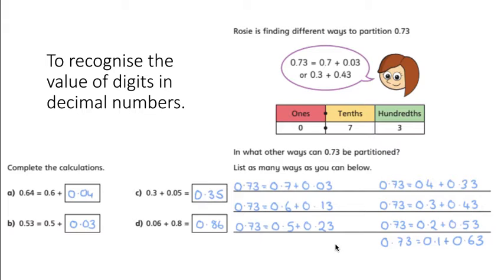Okay, Rosie is finding different ways to partition 0.73. You might have some of these answers, you might have some slightly different ones. It doesn't matter as long as they always add up to 0.73. You might want to get a parent to check those or take a really clear picture and send them in to me.